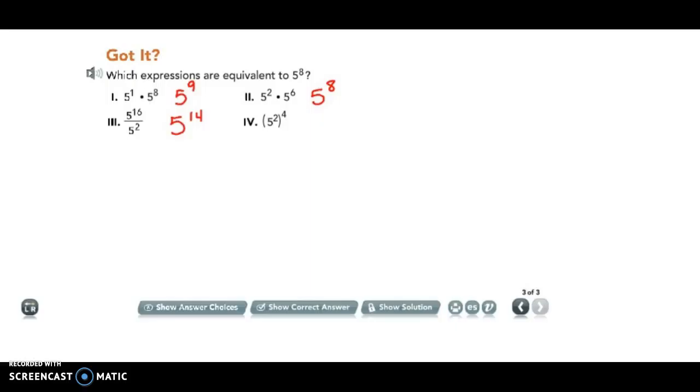And then on the fourth one, I have a power of a power. So I have 5 squared and then that to the power of 4. So I'm going to multiply these two exponents together, so I'm going to have 5 to the 8th power. So now I'm going to go back up to my question. I'm going to see which expressions are equivalent to 5 to the 8th. Well, that is number 2 and number 4.